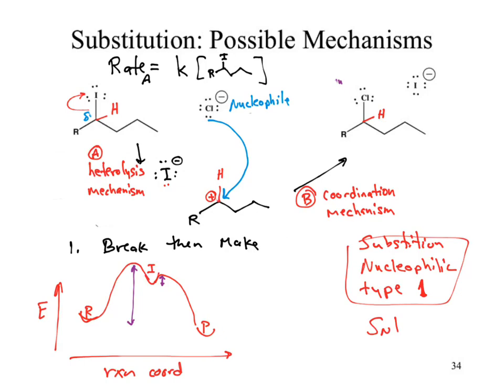unimolecular. When we reference the substitution nucleophile, it says type 1. Yes, that is exactly why it's type 1, because when we look at the rate determining step for this reaction, there is only one species in the rate law. That is why it's an SN1. This is why sometimes you will see it not written as type 1.